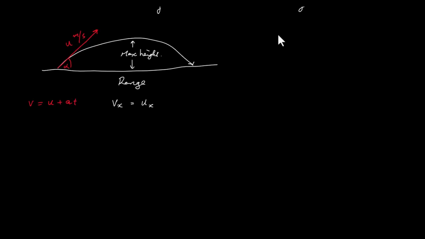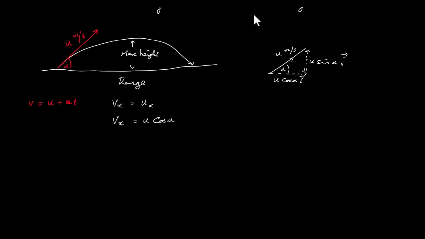Now if we take our initial velocity here as being u meters per second, and we just split that up into horizontal and vertical components, this is our alpha here, our angle. So this here will be u cos alpha in the i direction, and this will be u sin alpha in the j direction. So our velocity in the x direction then is going to be u cos alpha. Okay, so let's look at the next equation.